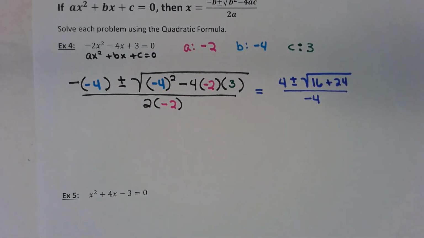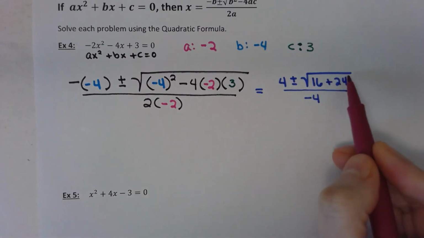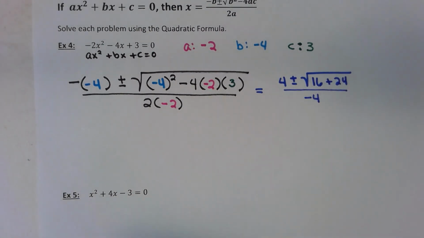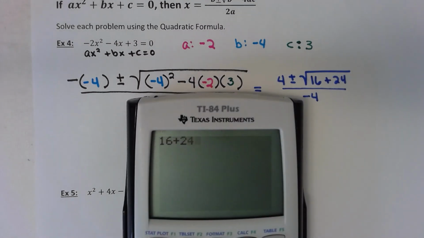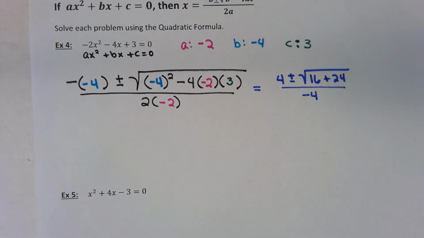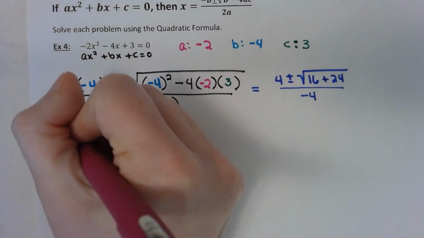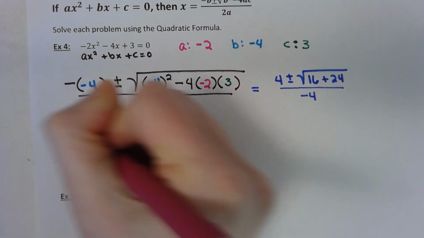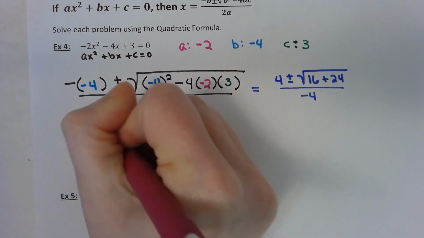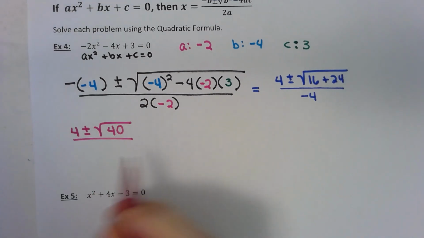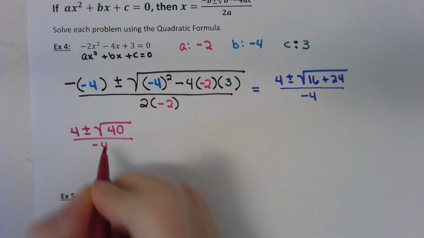Okay, so I've got another step where I'm going to simplify and go ahead and add these two numbers underneath my radical sign. If I add 16 and 24, that gives me 40. So I'm going to write this down here. I've got 4 plus or minus the square root of 40, this whole thing divided by -4.